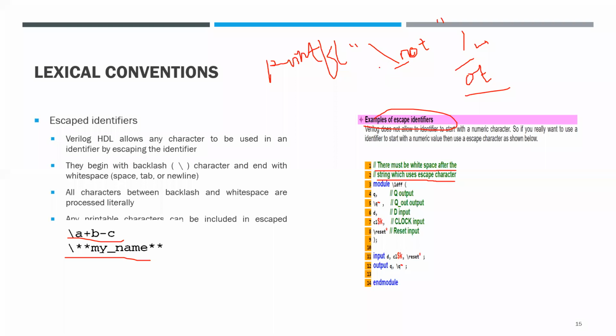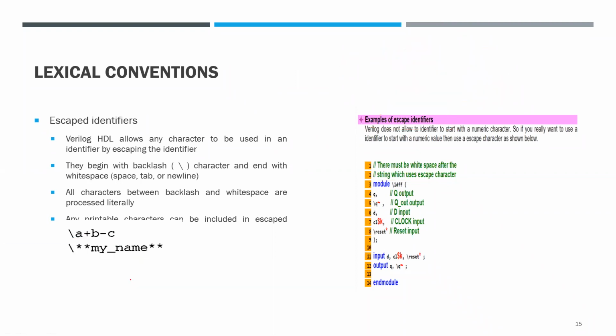I want this to be represented as it is. So I can use the escape sequence. When this is the case, it is backslash NOT, and like this it will be printed. So here the backslash is the escape sequence which is permitted in C programming. Similarly, we have escape sequences in Verilog.